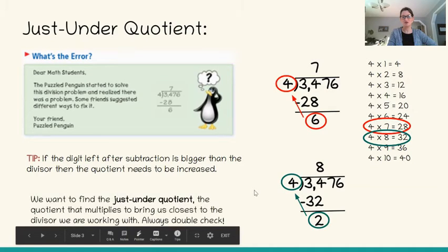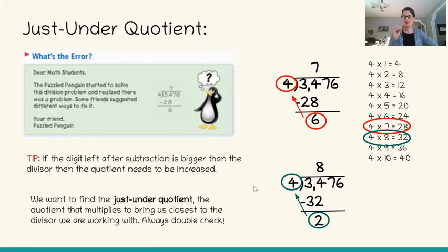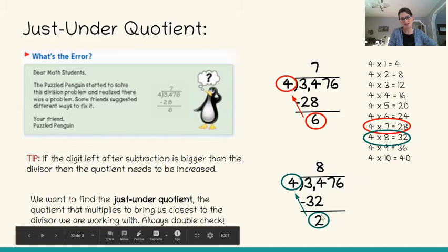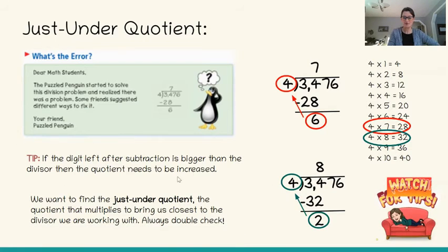Okay, so you need to be looking for the just under quotient. The quotient that multiplies here to bring us the closest to the divisor and the dividend that we're working with. So always double check by making sure this digit that we're left with after subtraction is smaller than the divisor. This is the tip for the just under quotient. Look out for tips that the teachers will be giving you as we go through this division unit. There are things to remember that really help us figure out these long division problems.